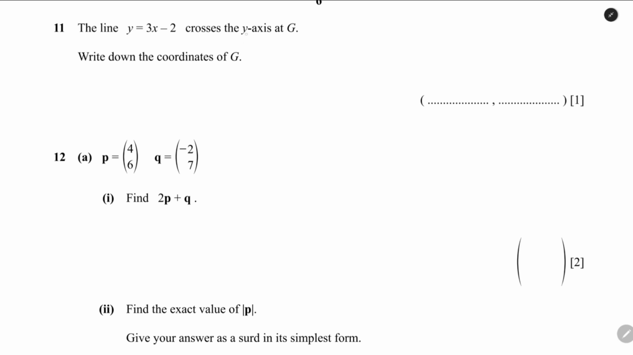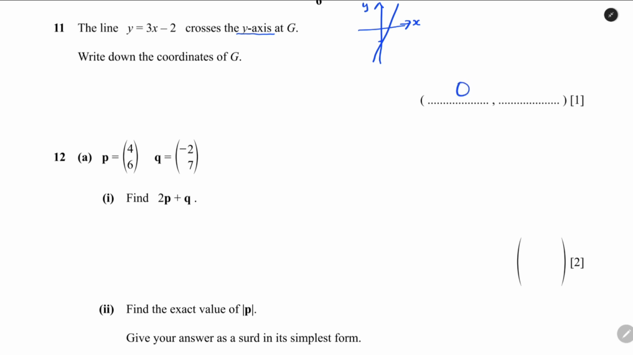When you say a line crosses the y-axis at G, for you to cross an axis, that means the coordinate on the other axis is 0. This is what I mean. Let's draw an imaginary pair of axes here. This is the x-axis and this is the y-axis. Since it is crossing the y-axis, the coordinate of x here will be 0.